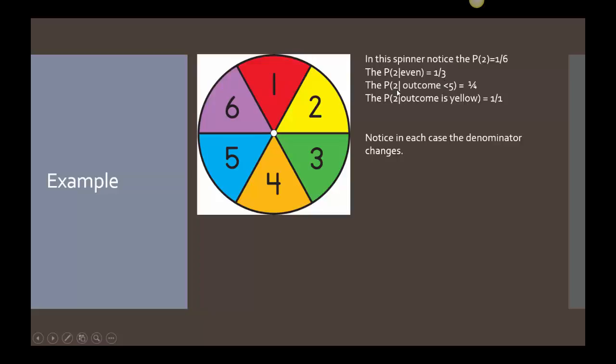Or what if I'm looking for the probability of 2 and I know the outcome came out to be less than 5? So there are 4 numbers less than 5, so I have a 1 out of 4 chance of getting a 2. Or what if I get super lucky and I find out the outcome is yellow, then I know 100% I got the right thing because there's only one yellow slice and it has a number 2 on it. So each time the denominator changed to match the condition I gave you. The condition even, 3 of them, so I put it in the bottom. Less than 5, 4 of them, I put in the bottom. Yellow, 1 of them, I put in the bottom.